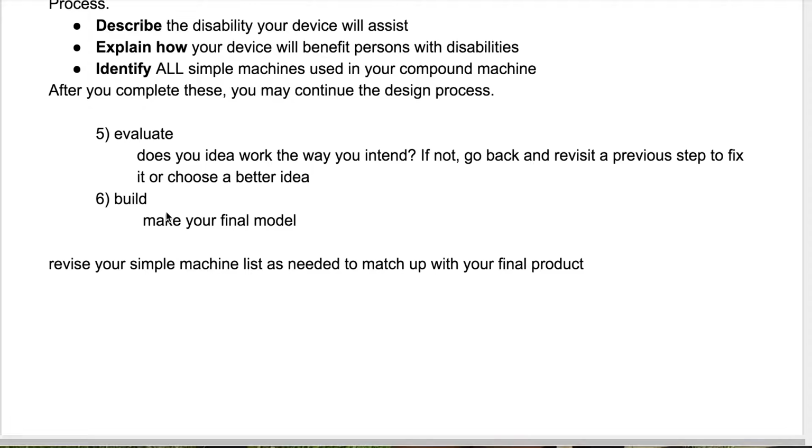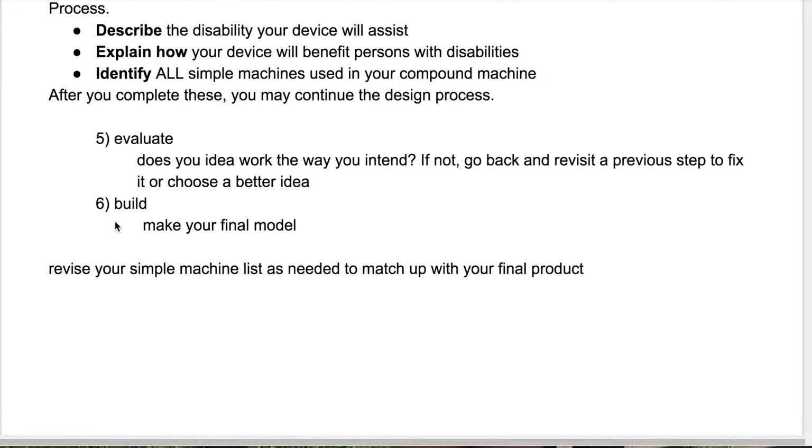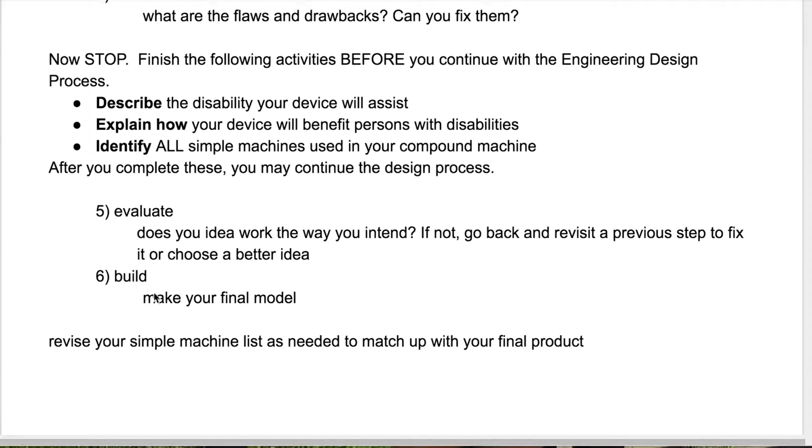All right, step 6, build your final model. So now that you've evaluated if the idea works, you've fixed flaws, now you have to put together the final model. And now you also need to adjust your simple machines list. Maybe you put in another simple machine. Maybe you put in a second of the same simple machine. Remember, a compound machine has 2 different simple machines in it.